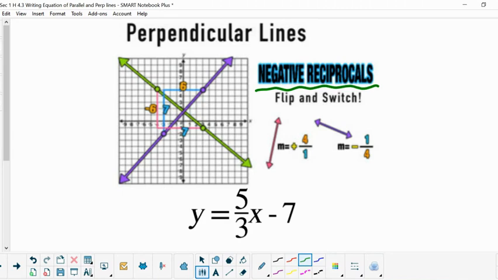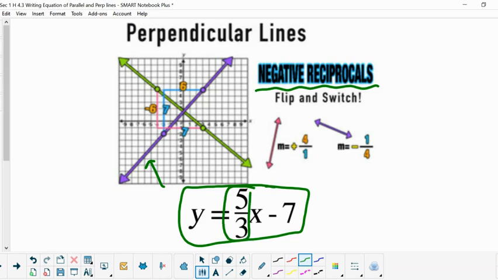So if one of my lines, again, let's just pretend the purple one, was this equation, y equals 5/3 x minus 7, what's the slope of this line? 5/3. Yeah, it's 5/3. So what would be the perpendicular slope? Good, negative 3 over 5.